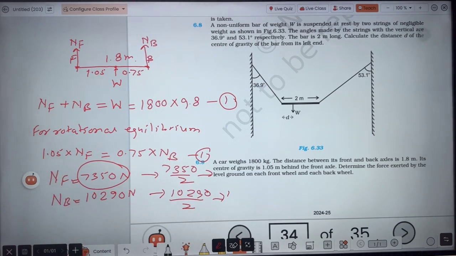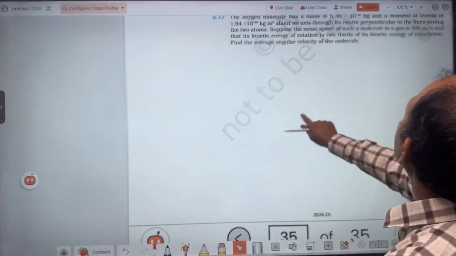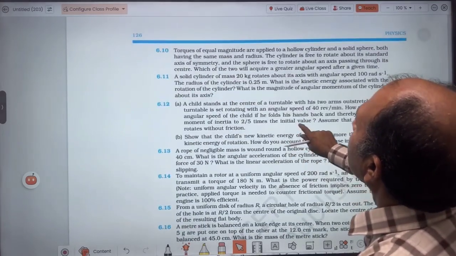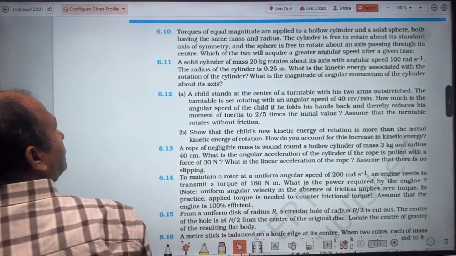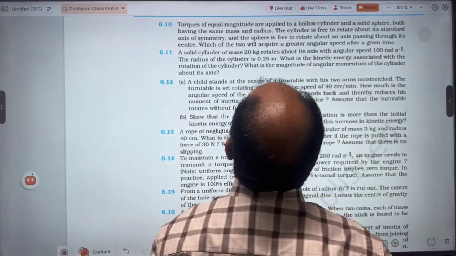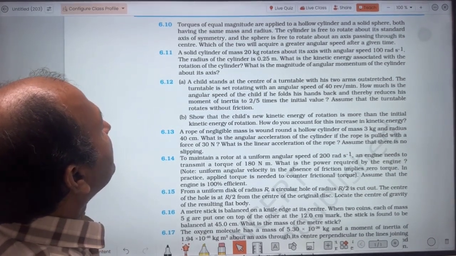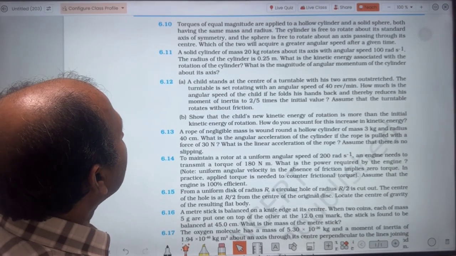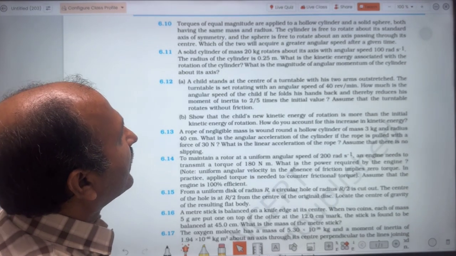Now let's consider the next question. Question is, torques of equal magnitude are applied to a hollow cylinder and a solid sphere, both having the same mass and radius. The cylinder is free to rotate about the standard axis of symmetry and the sphere is free to rotate about an axis passing through its center. Which of the two will acquire a greater angular speed after a given time?